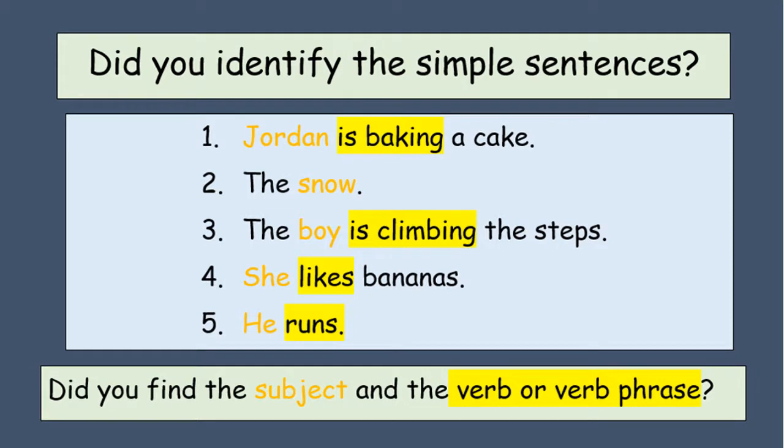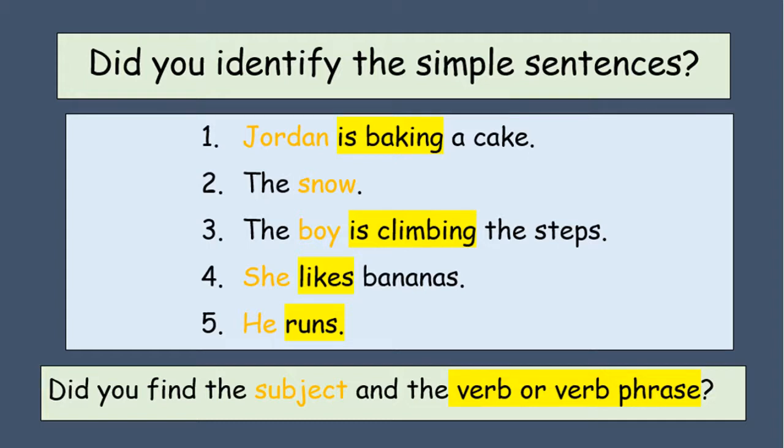Let's have a look at number 4. She likes bananas. So the subject in this sentence is she, and the verb is likes. So she likes bananas is a complete thought, so yes, it's a simple sentence. Let's have a look at number 5.